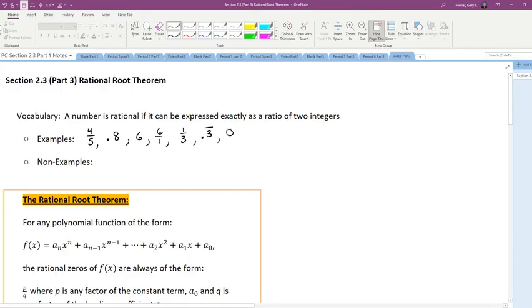0 is a rational number because you can do 0 over any number. We'll say 0/5. Both 0 and 5 are integers, so that is a ratio of integers. Most numbers are rational numbers. So what isn't a rational number?